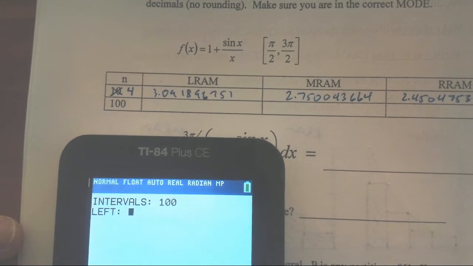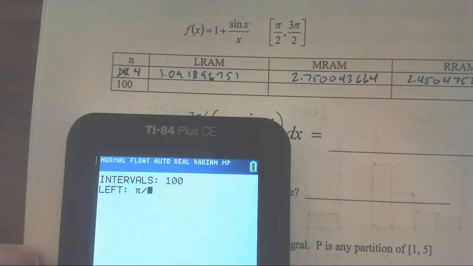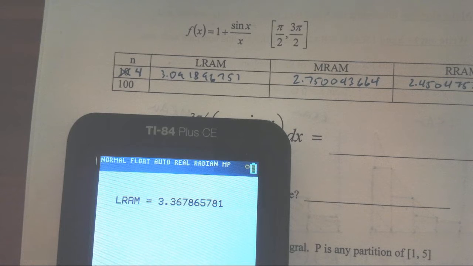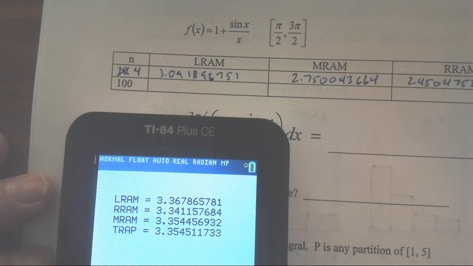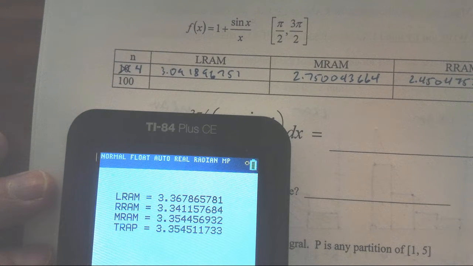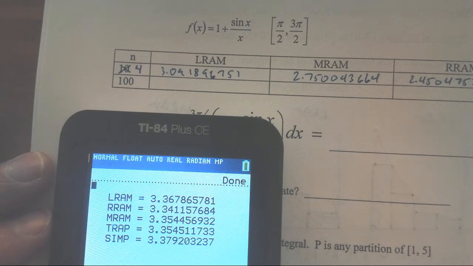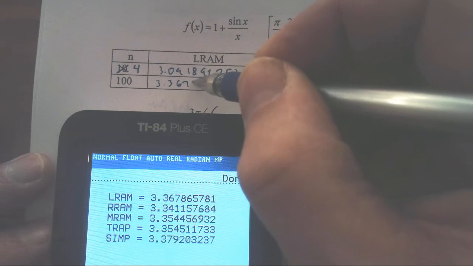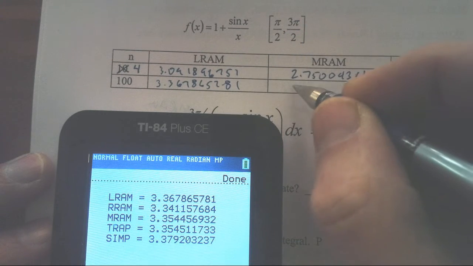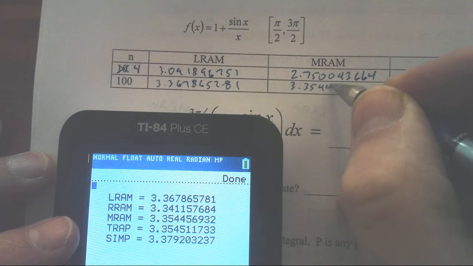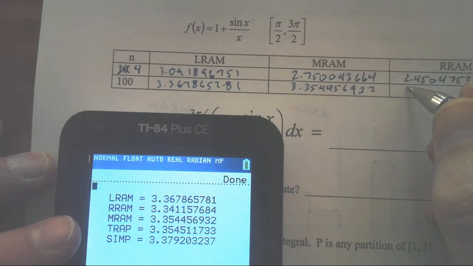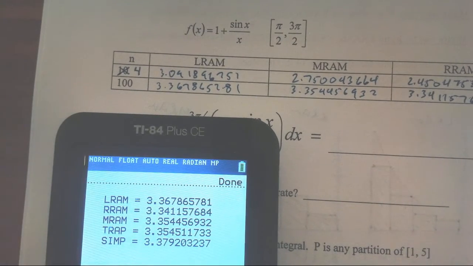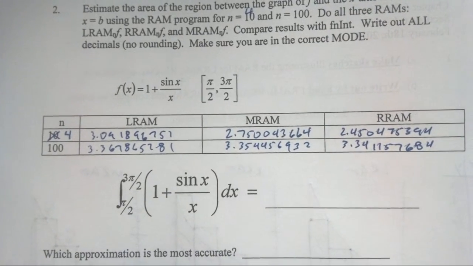And this may take a little bit longer for the program to run. So again, pi divided by 2, and 3 pi divided by 2, and it's thinking. And I've got an additional Simpson's rule on here. So let's take a look here. So we have 3.367865781. MRAM, careful, 3.3544569932. And RRAM, 3.34115768. Okay, so we've got that portion done.